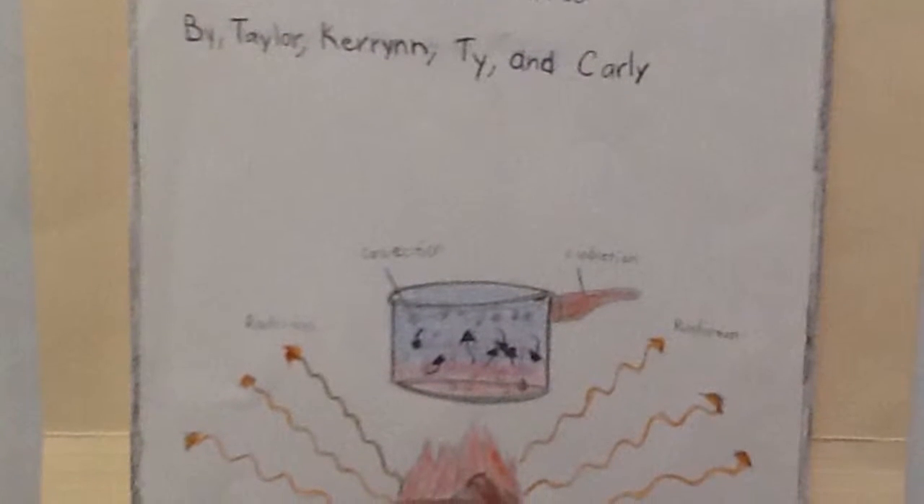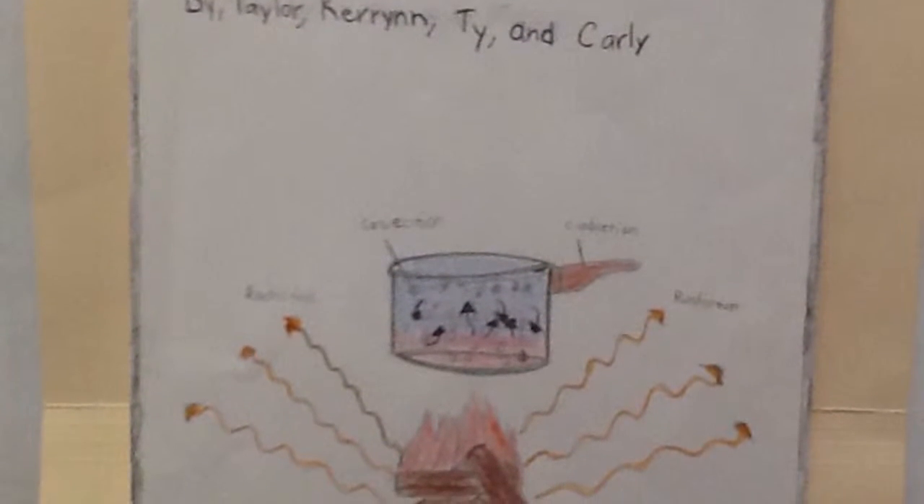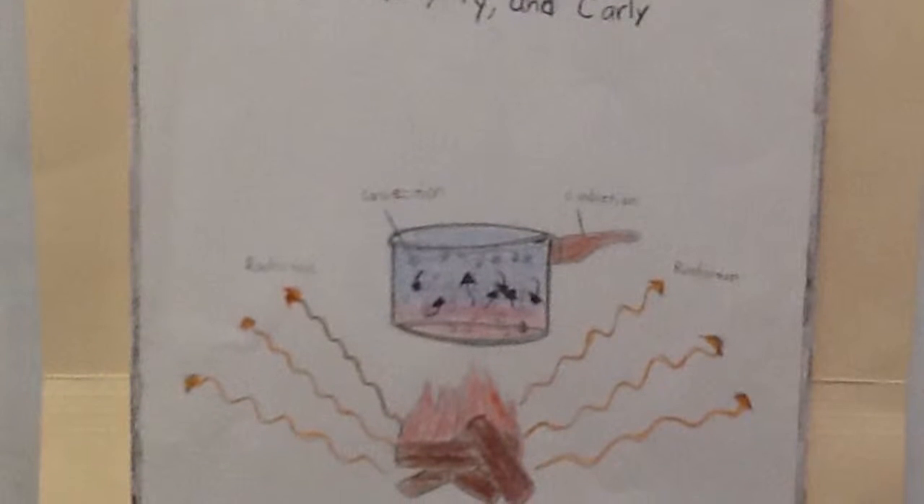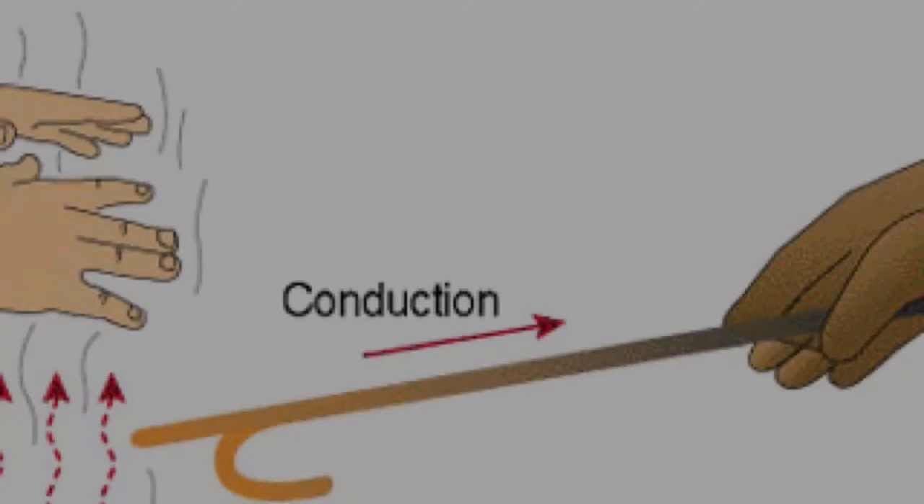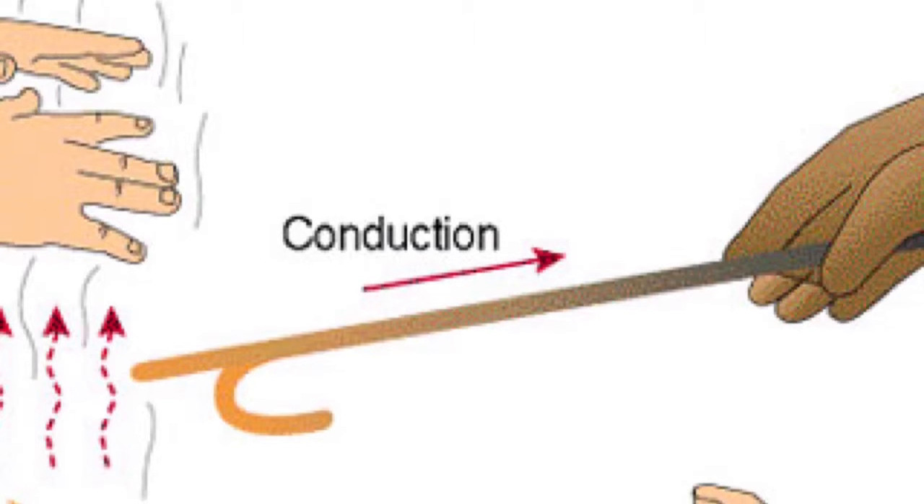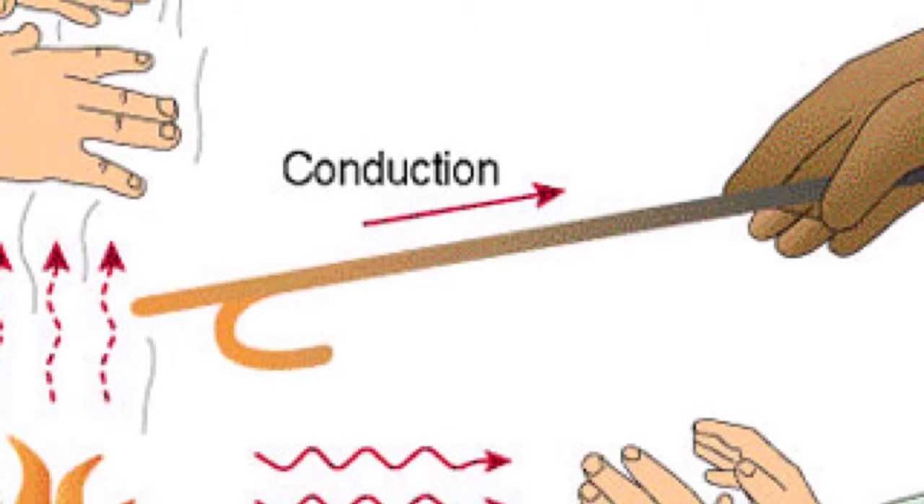We are going to tell you about how heat is transferred. There are three modes of heat transfer. The three are radiation, convection, and conduction.